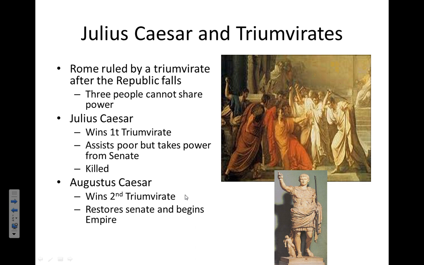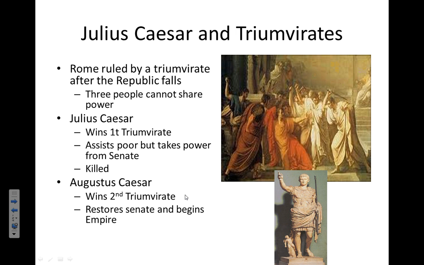So then comes about this thing called the Triumvirate after the Republic falls. A triumvirate is a ruling by a group of three people. However, it proves to be an issue because three people have trouble sharing power. So Julius Caesar is the first major figure that emerges out of the first triumvirate.